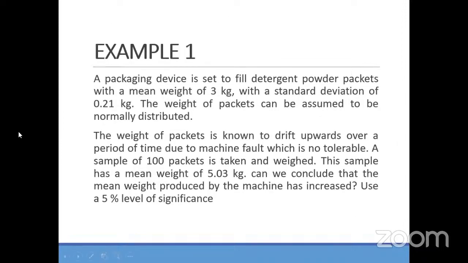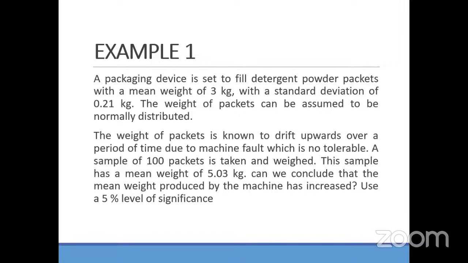Now, look at this example. A packaging device is set to fill detergent powder packets with a mean weight of 3 kg with a standard deviation of 0.21 kg. The weight of the packets can be assumed to be normally distributed. So we are assuming that the weights are normally distributed. The filling machine is giving you the mean weight of 3 kg and the error level is 0.21 kg. The weight of the packet is known to drift upwards over a period of time due to a machine fault, which is not tolerable.